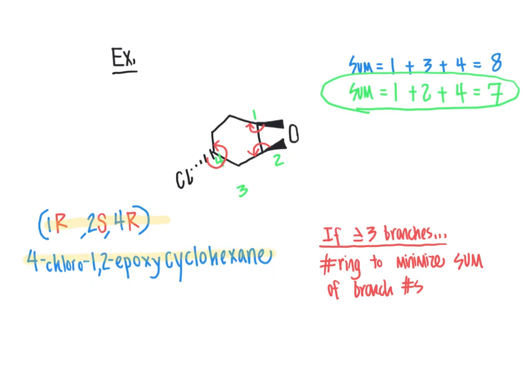So with this series of examples and explanation, you should now be comfortable with determining the names of molecules that contain epoxide functional groups in combination with other types of functional groups that we have discussed the nomenclature of previously.